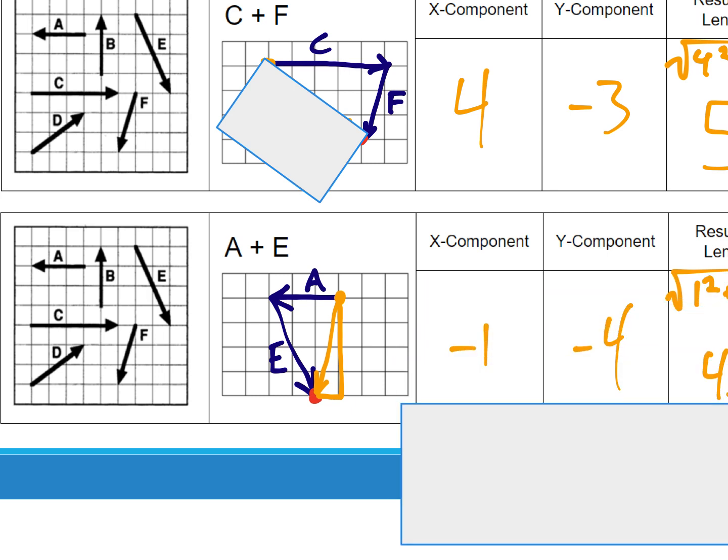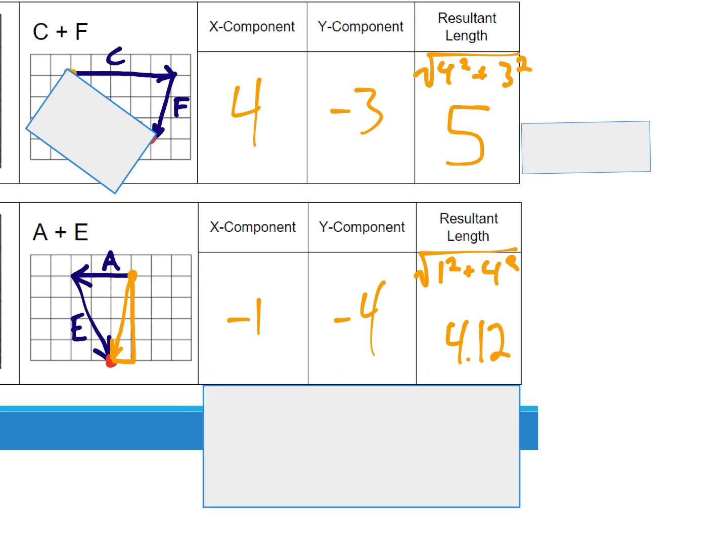So here we go. I'm looking at my components, -1 and -4. Putting that in the Pythagorean theorem gives me a hypotenuse of 4.12. That is now the resultant length.